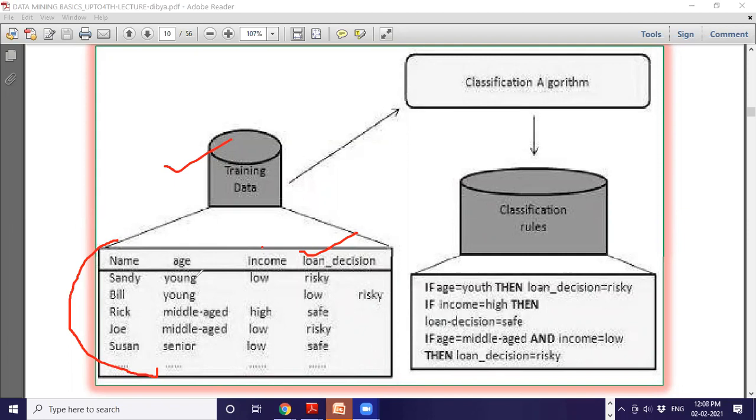So you can apply this algorithm to this training data, and based on that, during the learning stage, or the learning phase, we derive some classification rules. What are the rules here? If age is equal to youth, then loan decision is risky. If income is high, then loan decision is safe. If age is middle-aged and income is low, then loan decision is risky. This is done during the training phase.